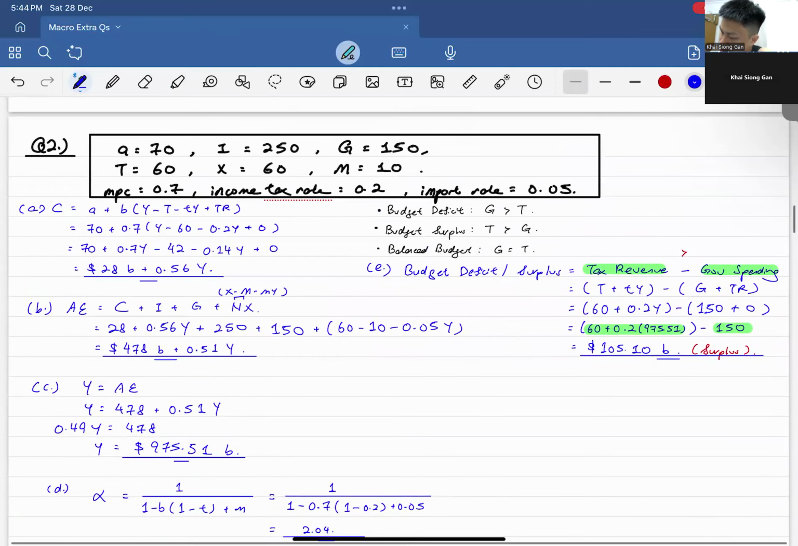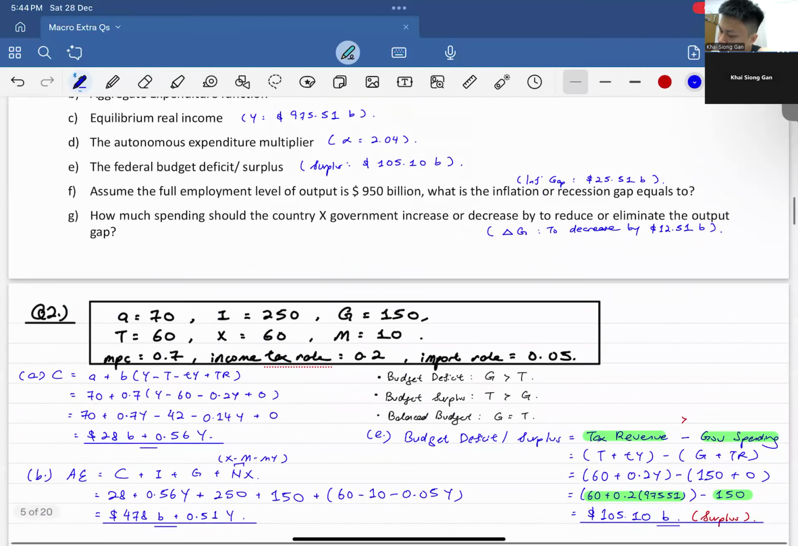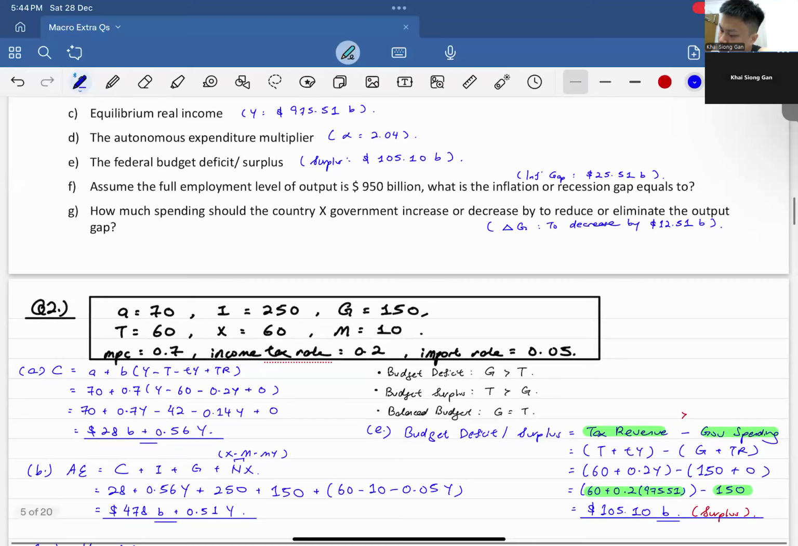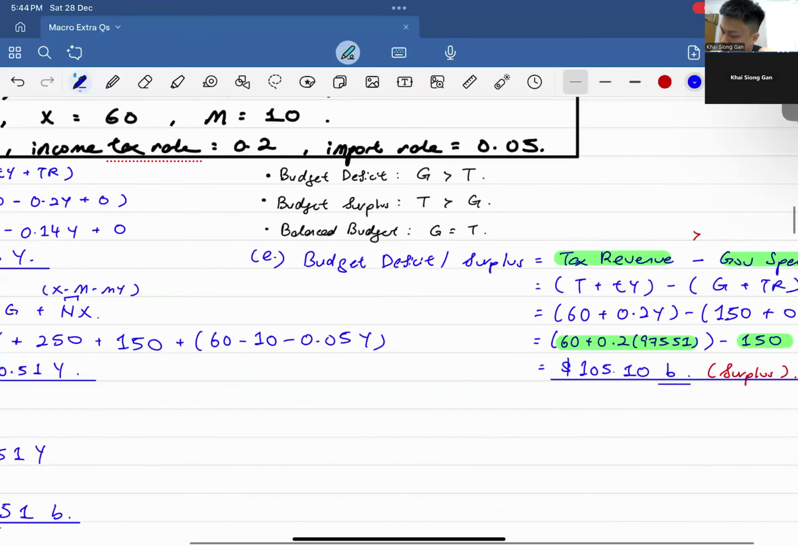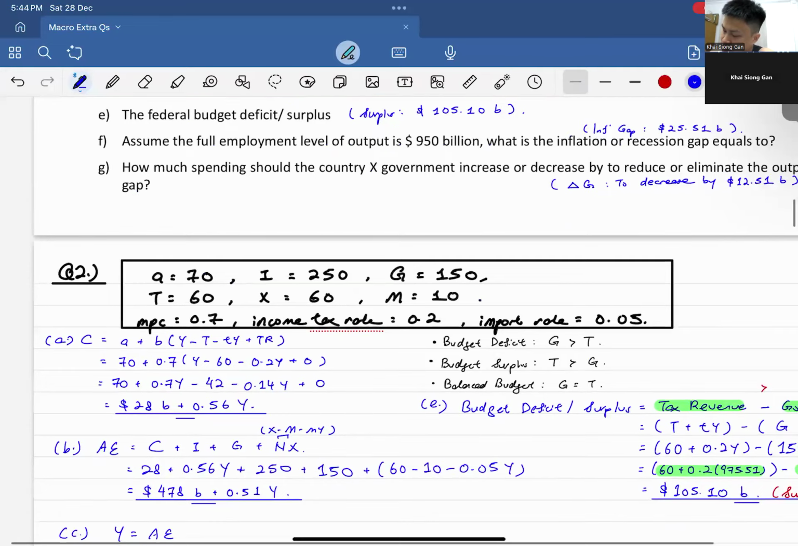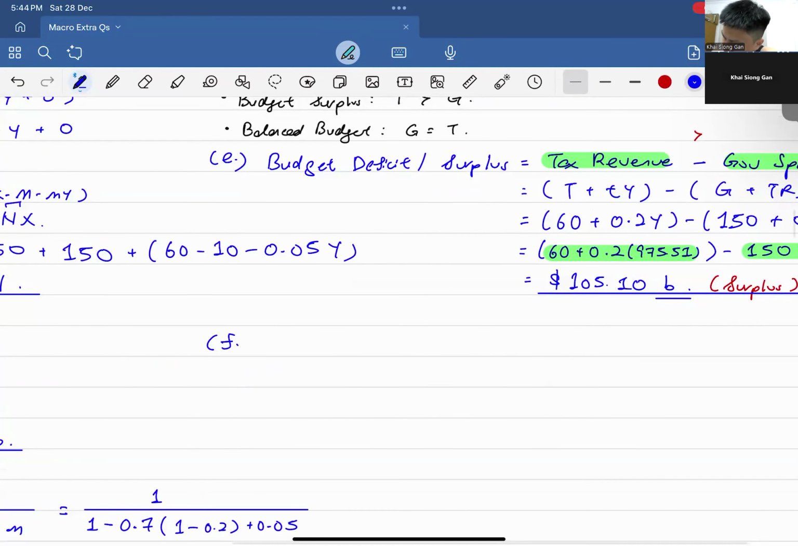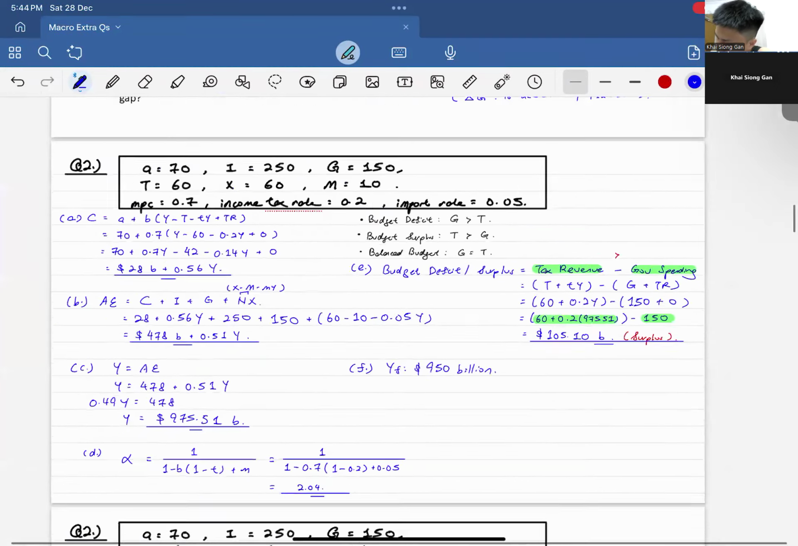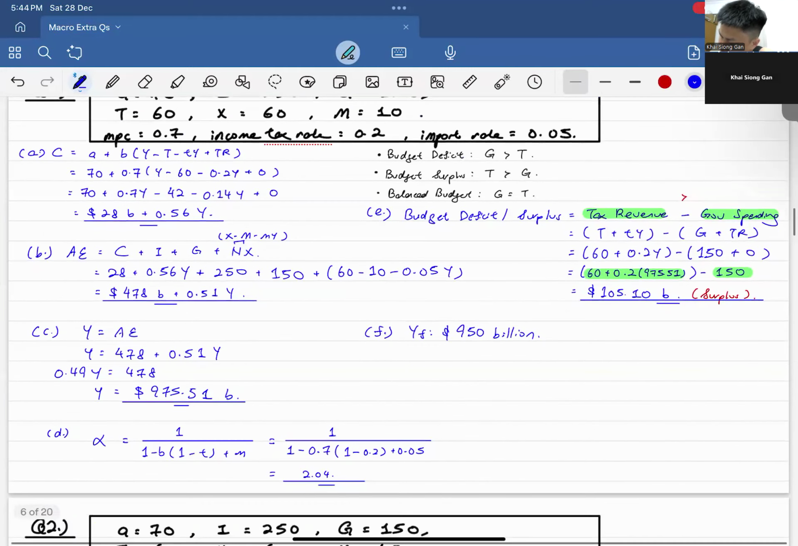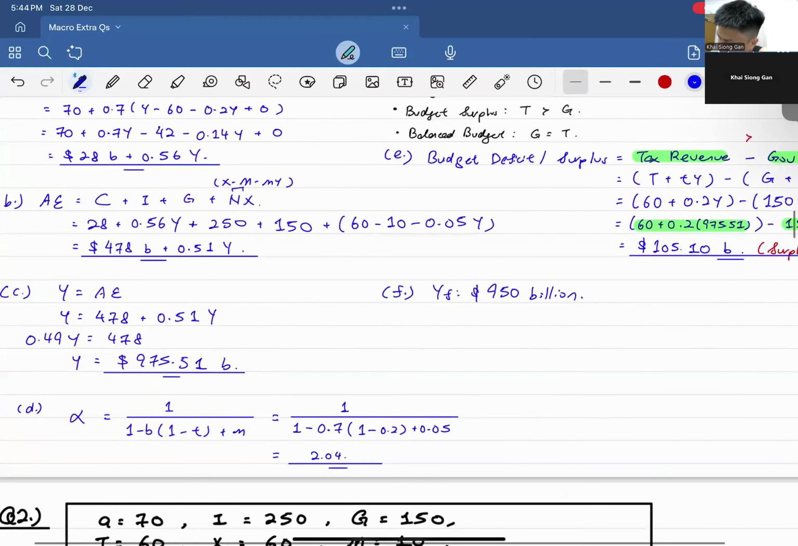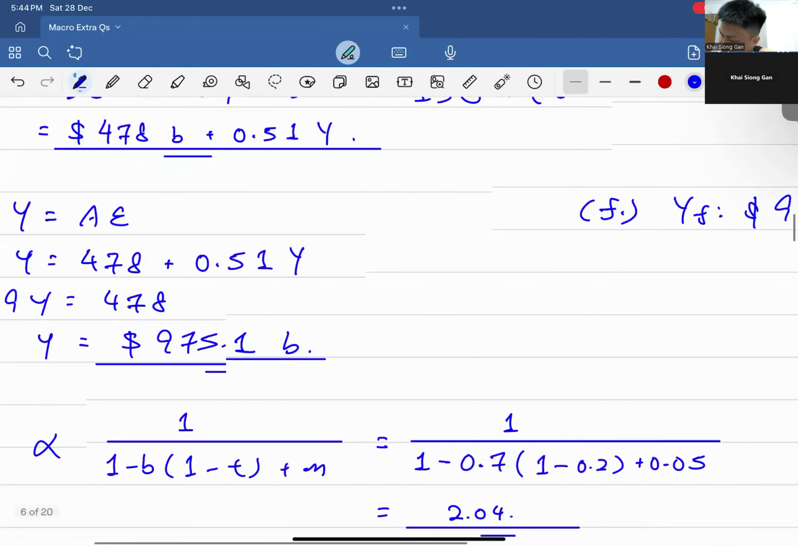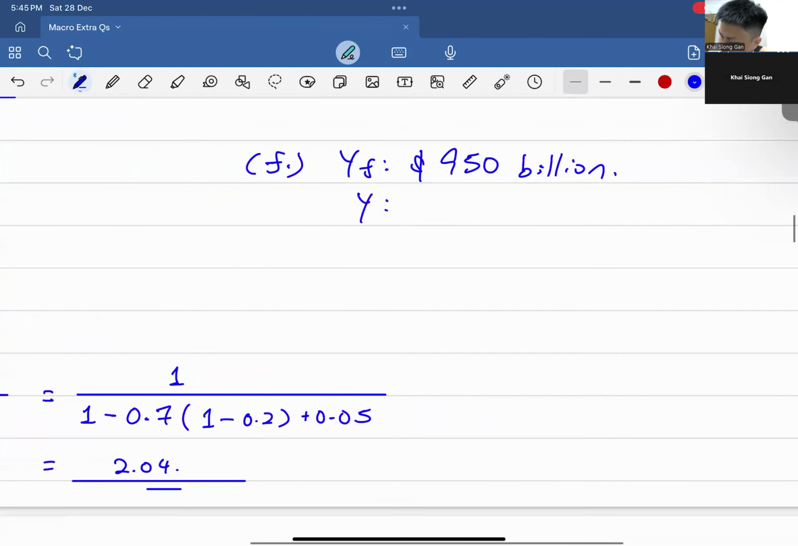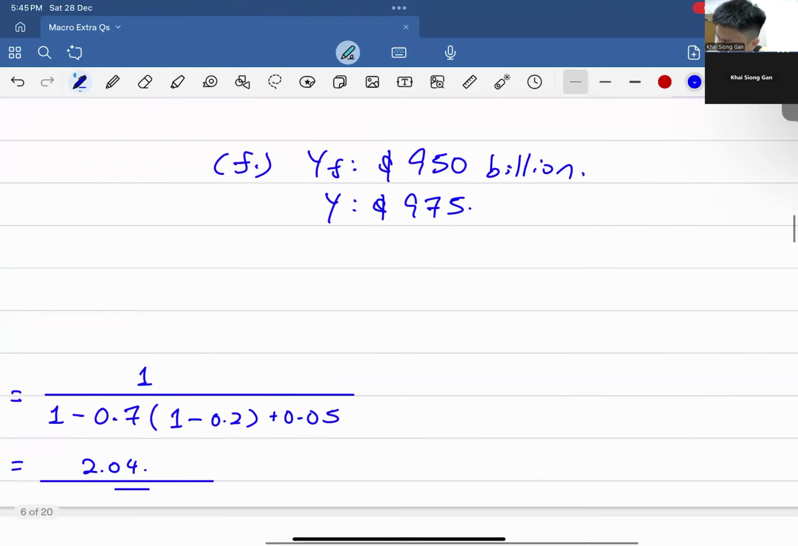All right, and then next question, question F. Assume the full employment level is 950 billion. What is the gap? Okay, full employment 950. This one is very easy. If my full employment is 950 billion, what is my current output? My current output is 975.51.